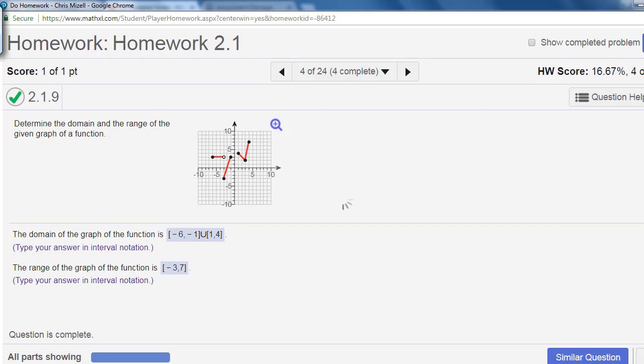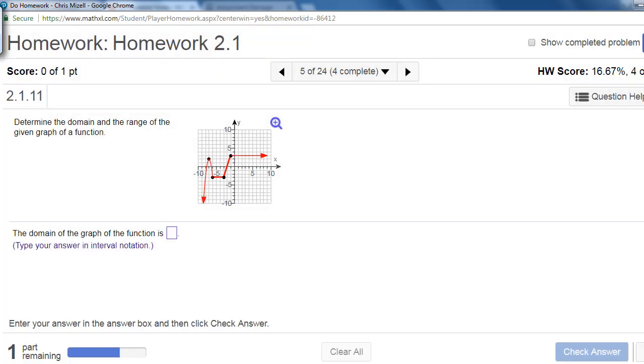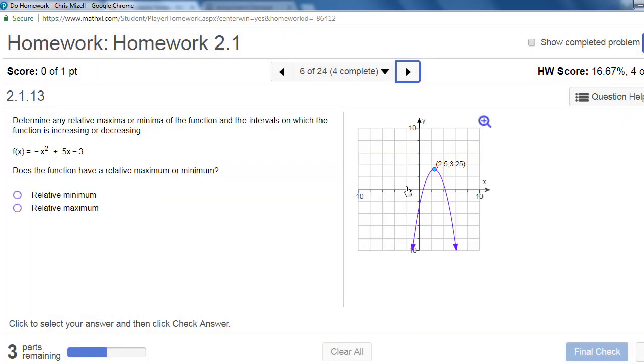Hoping to be able to skip one of these in a little bit. We'll see if this is a similar problem. It is. It looks like a variation of that problem we looked at a moment ago, asking for the domain and range. Let's move on. There's other things we have to talk about. I would like to do that one, but let's move on. Okay.